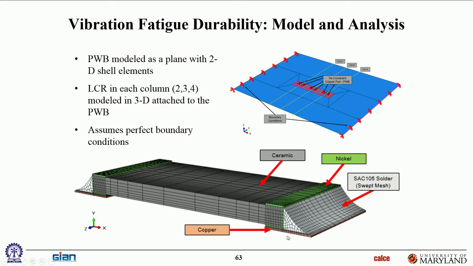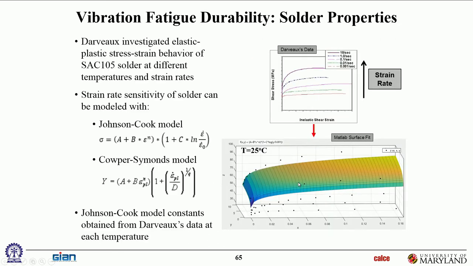And so those are the detailed models. We applied that much deformation to the circuit card and found out the strain levels in the solder joints. And this is where things get complicated. At high strain rates, the solder stress-strain curve gets very complicated. It's a function of strain rate, loading rate. So in vibration, where the strain rates are very high, stress-strain curves change with strain rate.